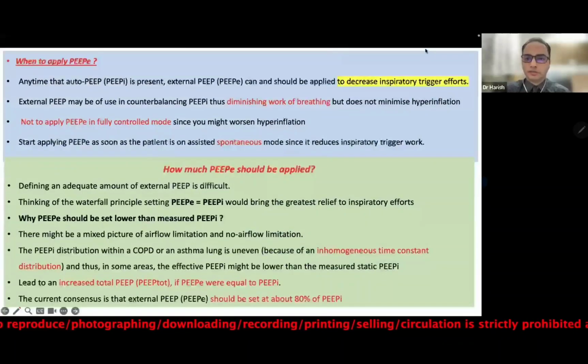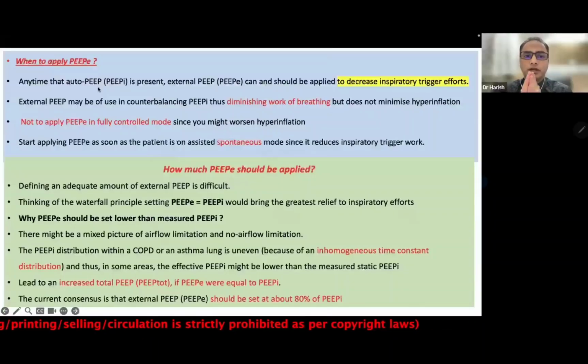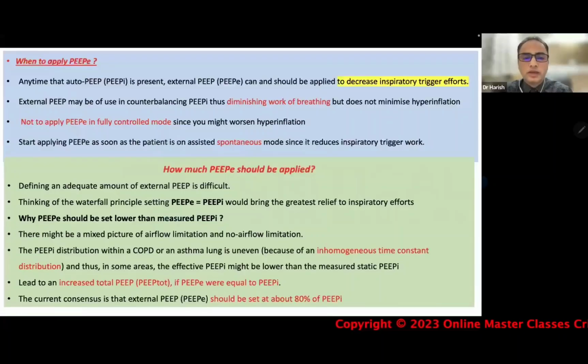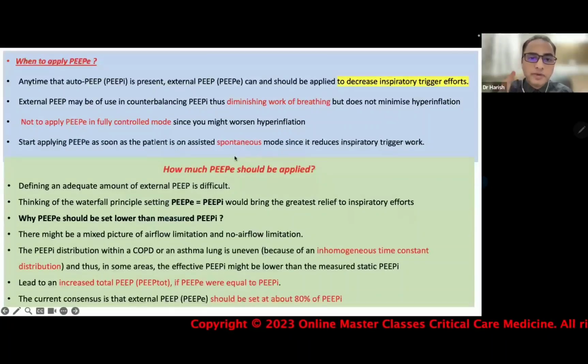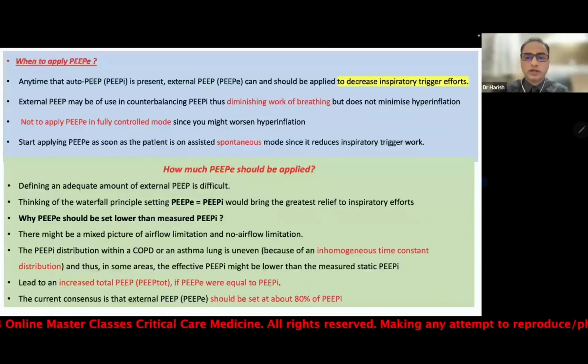So when to apply extrinsic PEEP? Anytime the patient is having auto PEEP, external PEEP can and should be applied to decrease the inspiratory trigger effort. But remember, this external PEEP is of use in counterbalancing intrinsic PEEP, so it helps in reducing the work of breathing, but it doesn't help in minimizing the hyperinflation. So do not apply extrinsic PEEP in fully controlled mode, as it may worsen the hyperinflation. Extrinsic PEEP is advised in assisted spontaneous breathing modes, so that it helps in reducing the inspiratory trigger work and the overall work of breathing.